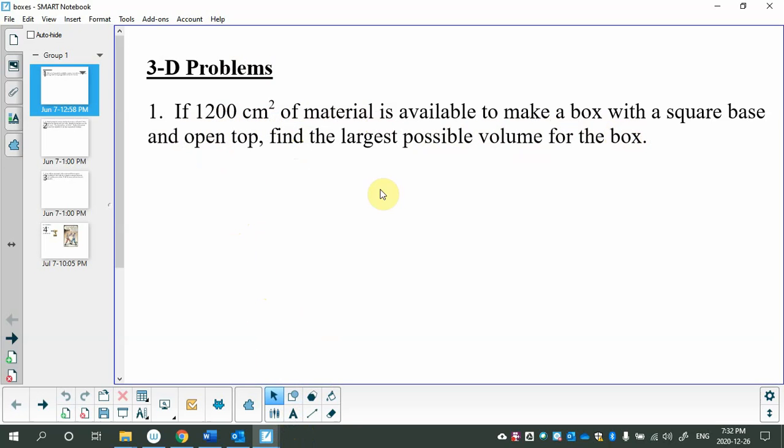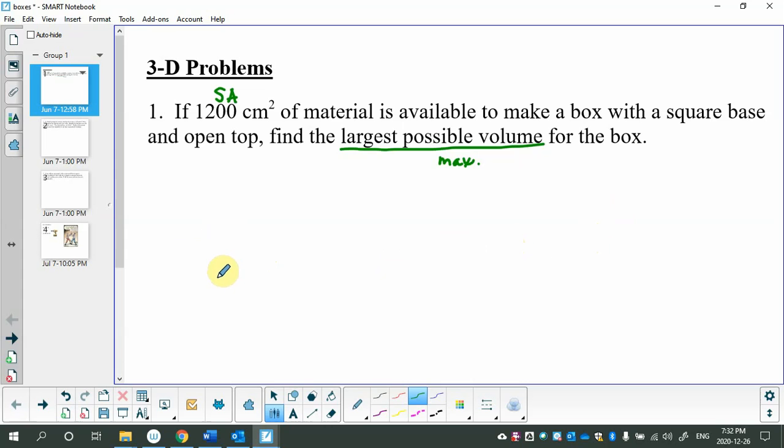with a square base and an open top, so that could change per question, find the largest possible volume for the box. So what I need to point out to you here is that you are given a value for surface area, but you are asked to maximize the volume. So we have two things going on here. We've got surface area and we've got volume, and I'm going to keep them on separate sides of the page.